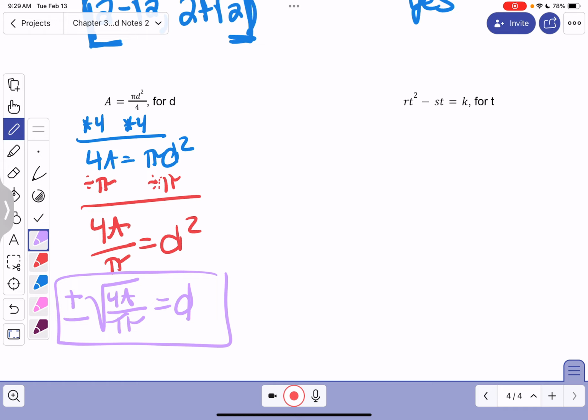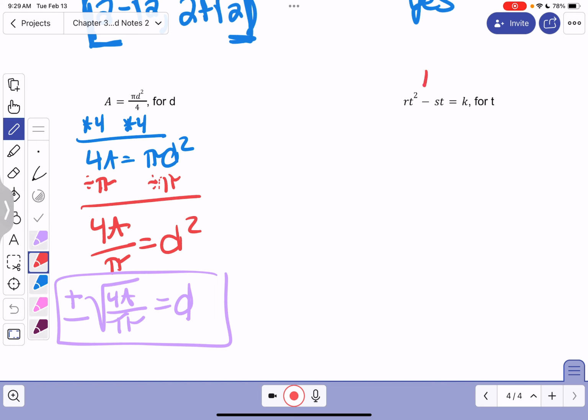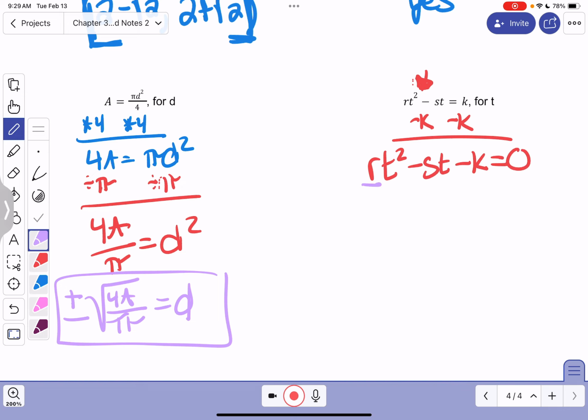For this one, we're solving for t. So notice these both have t's. I want to factor 1 out. No, I don't, because I'll still have a t in there. So we have a squared, which means we want to do the quadratic formula. So we're going to subtract k from both sides. So it equals 0. And then we're just going to treat r as a, negative s as b, and negative k as c.